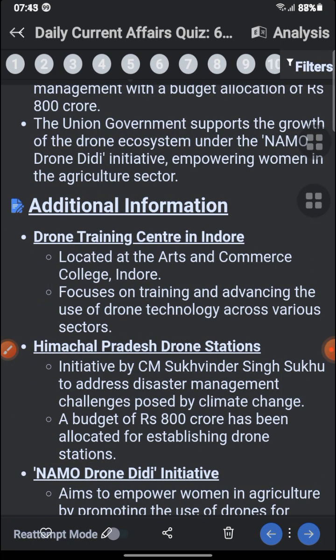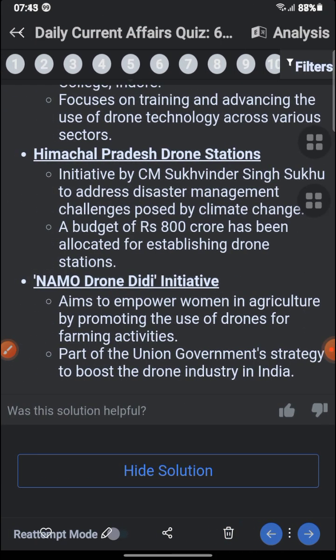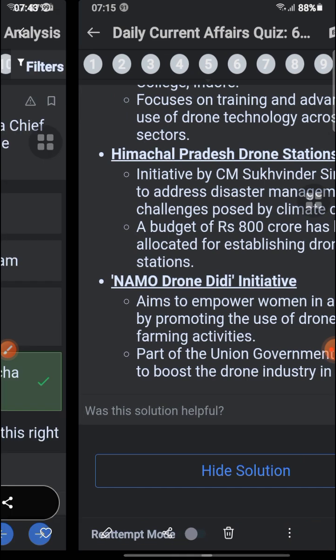Okay, so the drone training center in Indore was focused on training and advancing drone technology. The Himachal Pradesh drone station was to address disaster and climate change. And the Namo Drone Didi initiative was part of the Union government's strategy to boost the drone industry.